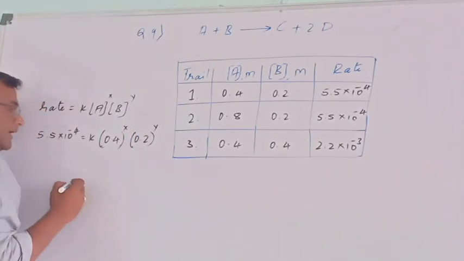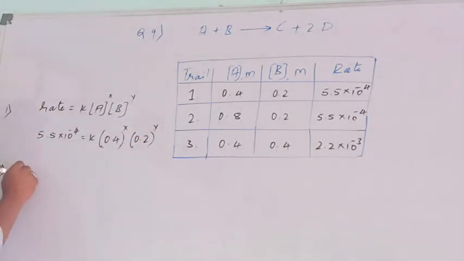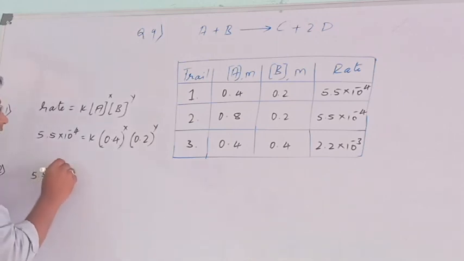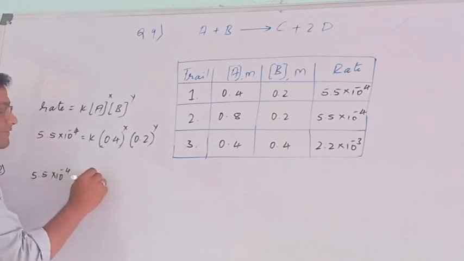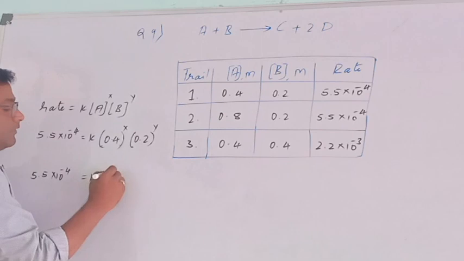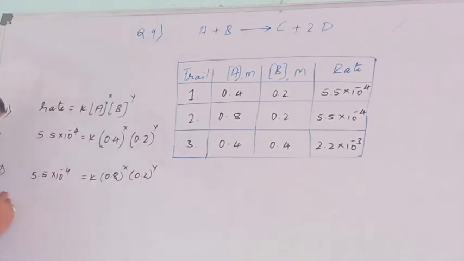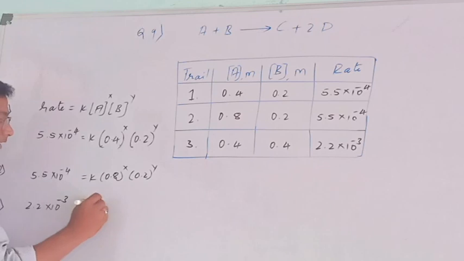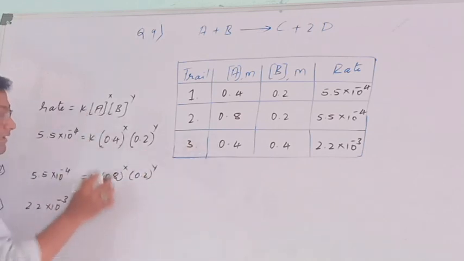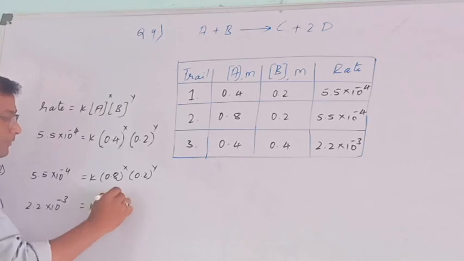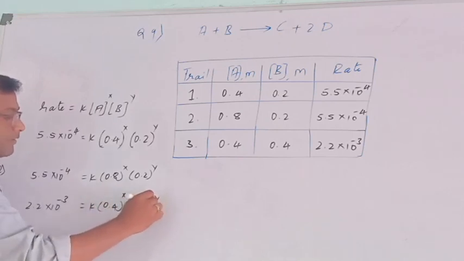The power of B is Y. Similarly, for experiment 2, the rate is 5.5 into 10 raised to minus 4 equals K, which is anyhow a constant, times 0.8 power X and 0.2 power Y. Similarly, for the third experiment, the rate is 2.2 into 10 raised to minus 3 equals K into molar concentration of A, 0.4 power X, and 0.4 power Y. So much we got.